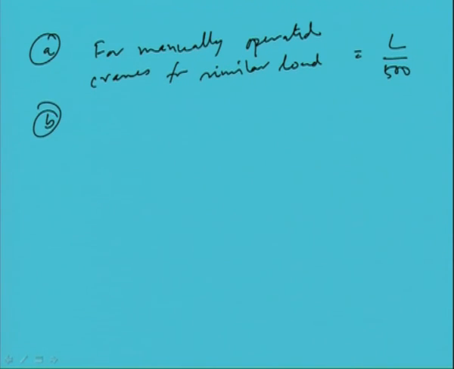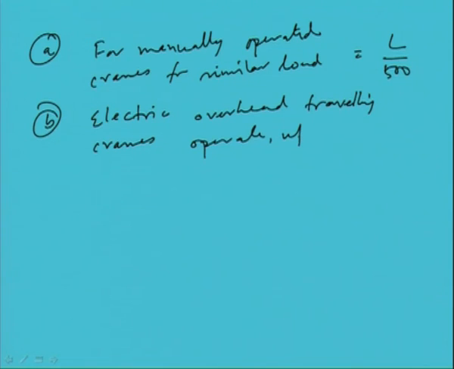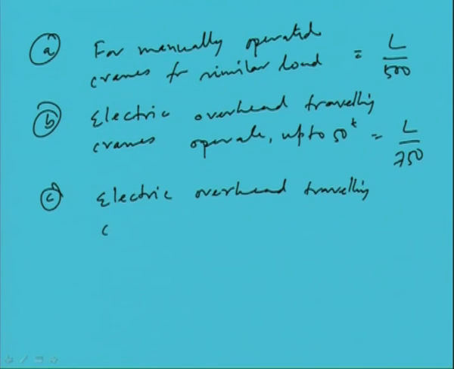and for electric overhead travelling cranes operating up to 50 ton, this will be L by 750, and for electric overhead travelling cranes operating over 50 ton, it will be L by 1000. So, in this way the codal provision has been made.